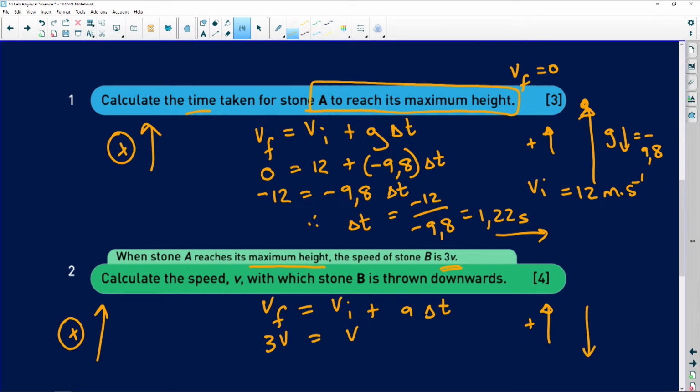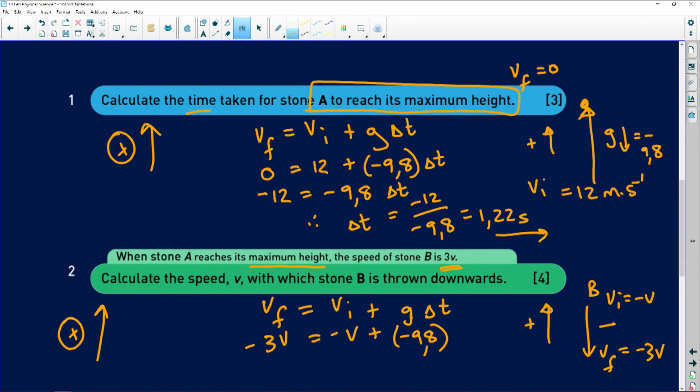But now don't forget, we took up as positive. Stone B is moving down. So its initial velocity down will be negative v. Its final velocity in the downward direction is minus 3v. So this must be minus and this must be minus. Gravity was obviously minus 9,8 delta t.